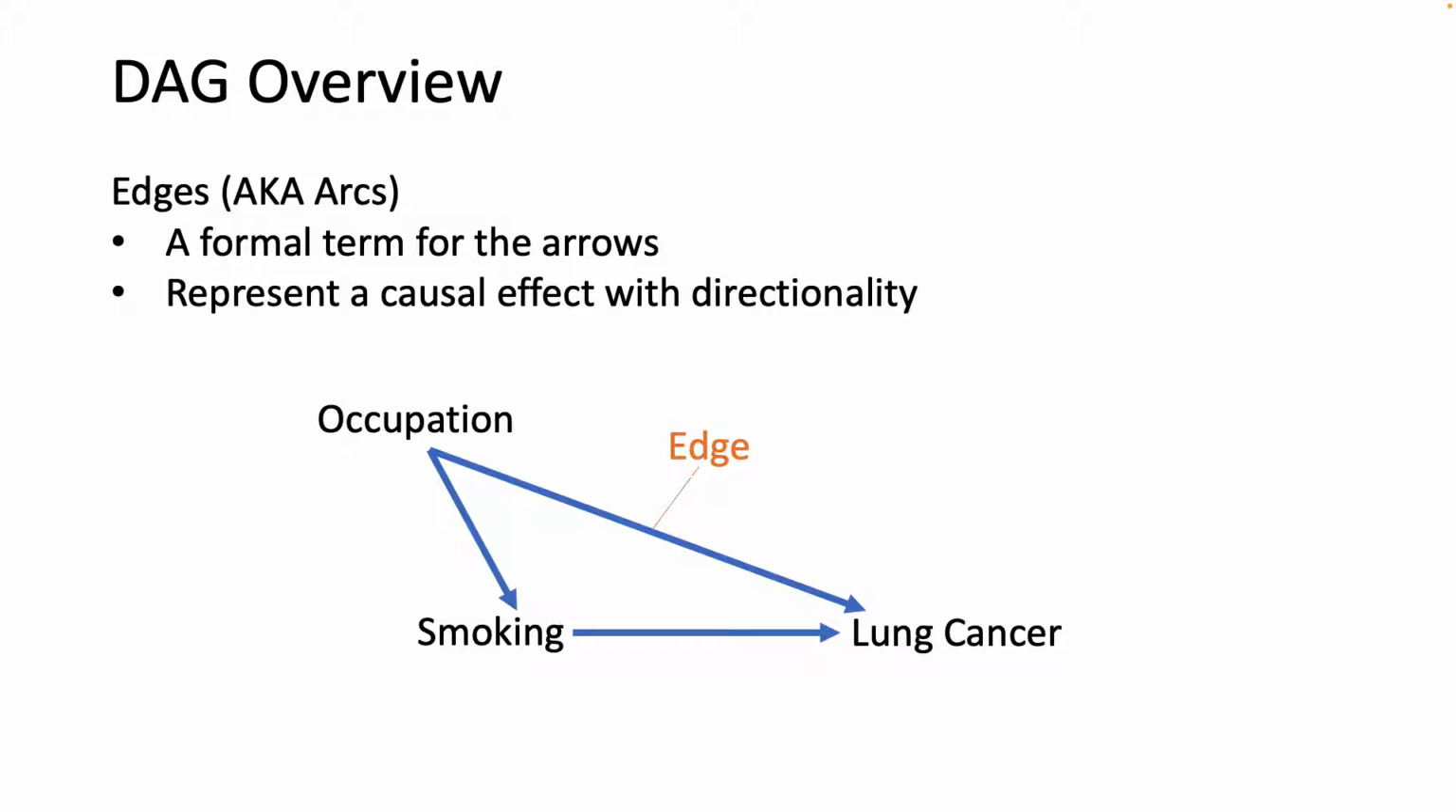The first of our terminology we're going to talk about is how we refer to these arrows. We call them edges or arcs, and they represent a directional causal relationship from tail to head, so occupation leading to lung cancer. This is a shorthand for that relationship, and it's important to remember the directionality of that arrow and the implications for what that relationship is representing. So here it's not talking about how smoking can influence occupation, it's how occupation can influence smoking.